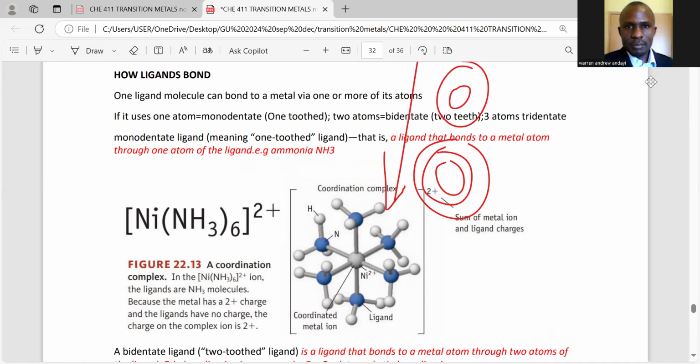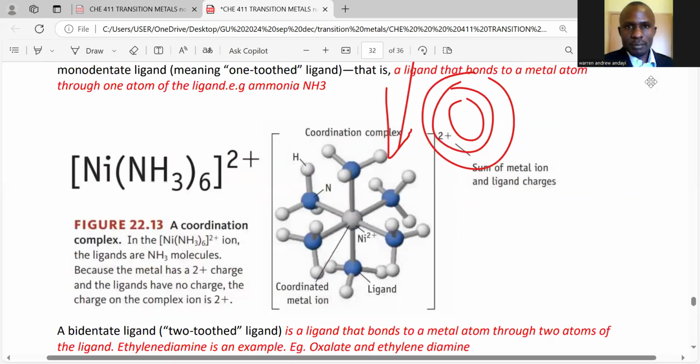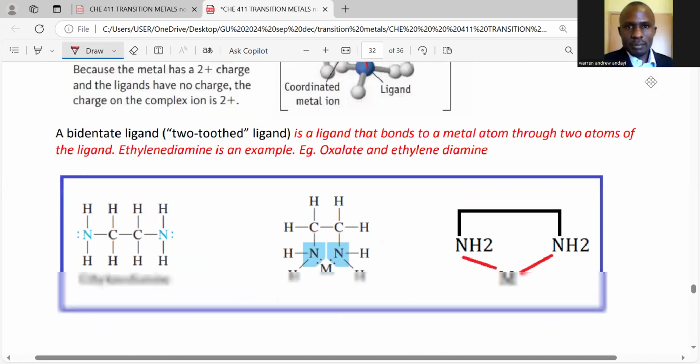So we shall quickly look at this nickel complex. This nickel complex is made of ammonia surrounding the nickel metal, and you can see it is just one bond from each ammonia to the nickel. So that is monodentate. Each ligand here is monodentate. So ammonia is a monodentate ligand. Let's go to bidentate ligand.